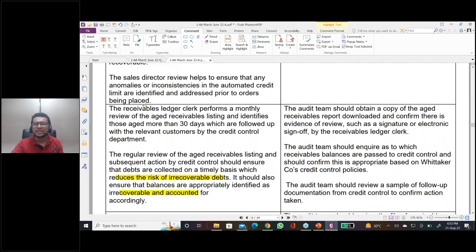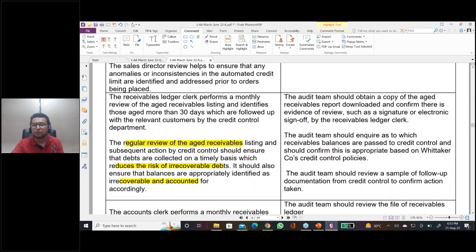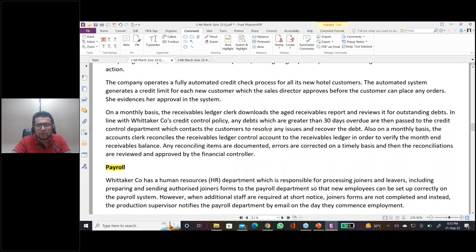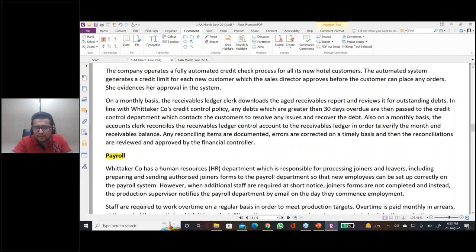So this is a beautiful key control. This is a regular review of the aged receivable listing and subsequent action by the credit control department. So it's not only about somebody performing the aged receivable review, it's about the credit control action as well. So we are done with 3 controls, but still we have got something.